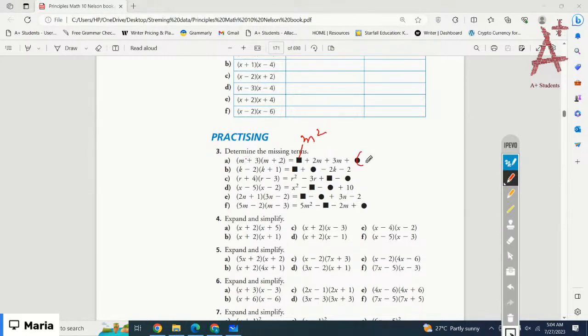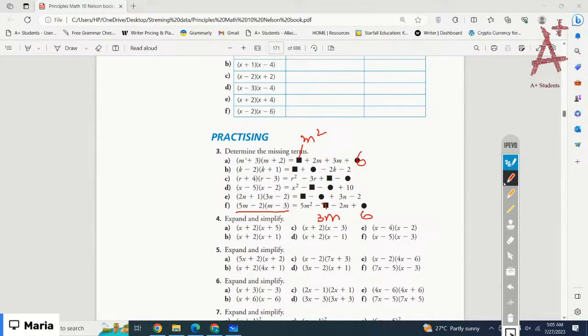Then you have 3 times 2, so this one is 6. So it would be M square plus 2M plus 3M plus 6. So the correct option is M square and 6. Okay, let's just do the last one. 5M square, it would be negative. Here you have negative 3M, and then you have 3 times 2 is positive, here you have 6. Okay, let's just start with question number 4.